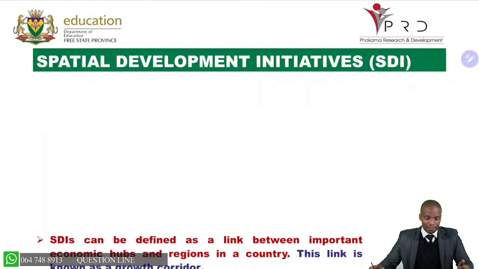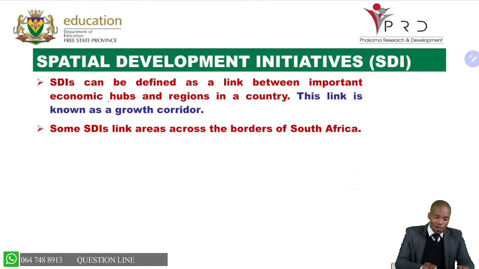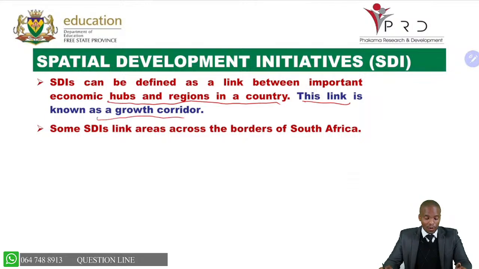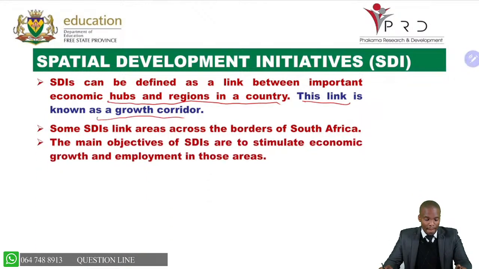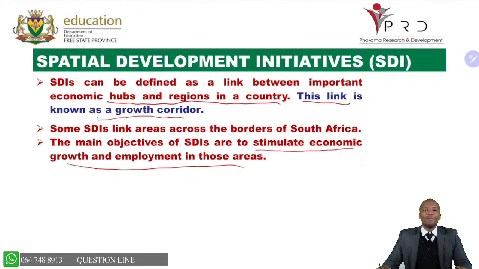Okay, I will discuss them. So these SDIs can be defined as a link between important economic hubs and regions in a country, or a link that is known as a growth corridor. The main objective is to stimulate economic activities in terms of growth and employment in those areas, to attract investment, and to promote infrastructure in areas that are underdeveloped.